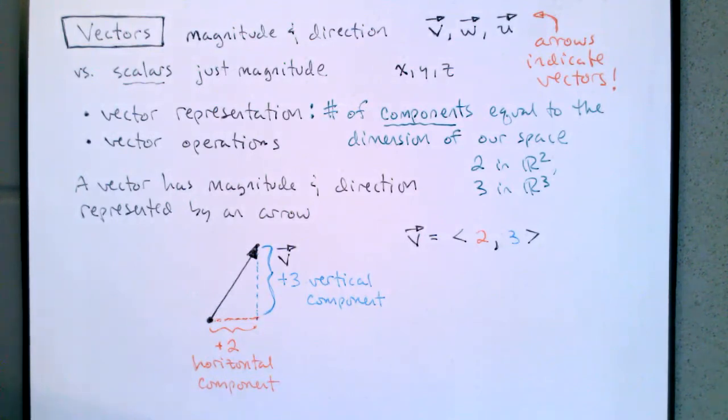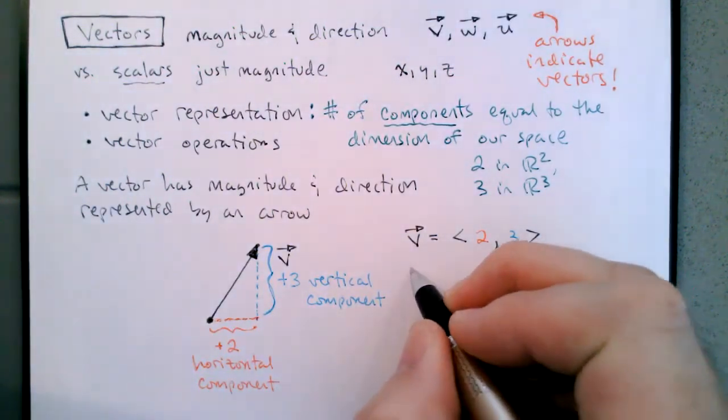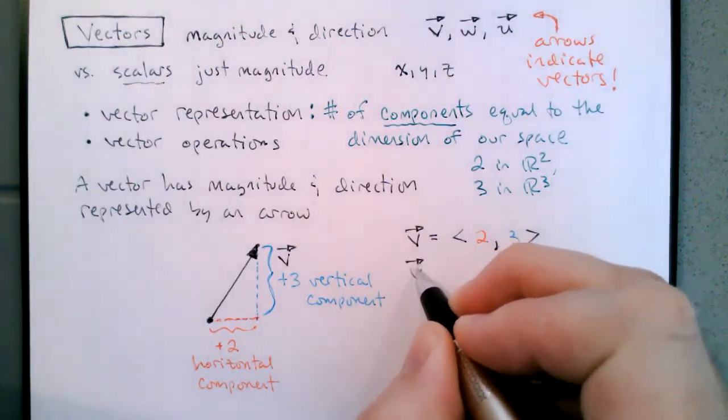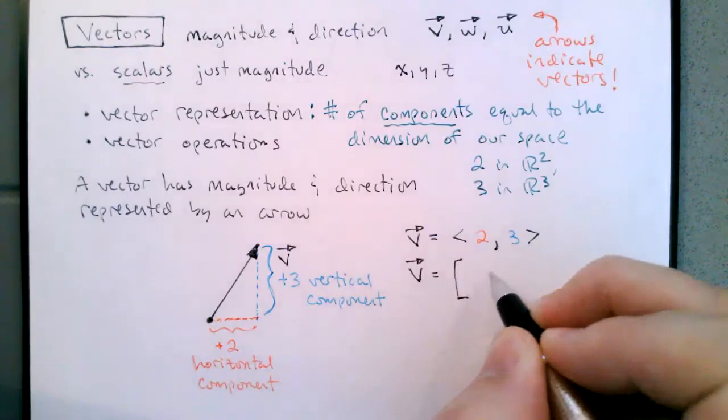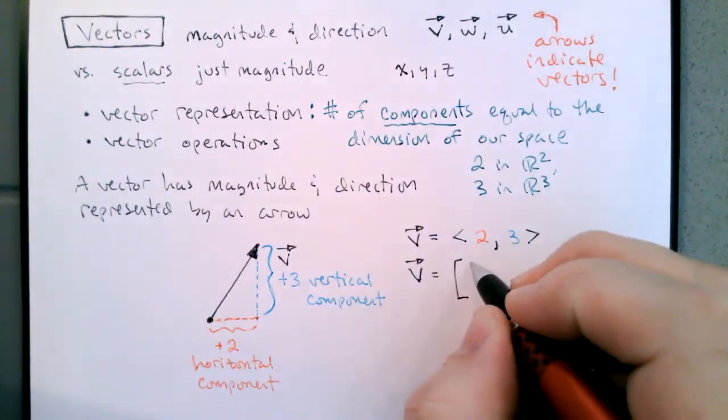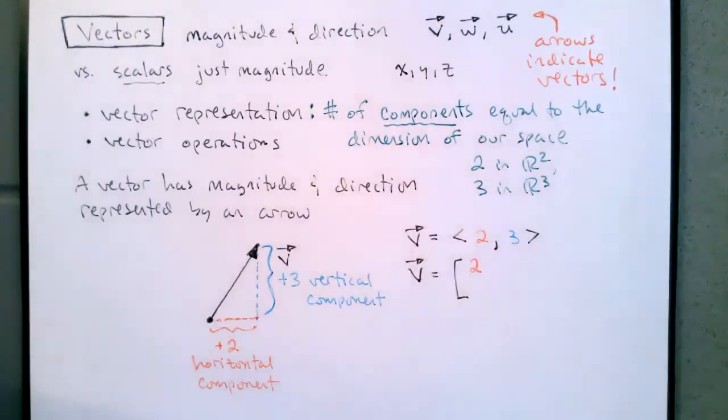Other ways that we can represent vectors, this is just different ways that we can record the 2 components that we need to describe this vector. We could also describe this in a vertical format, where I put the horizontal component first and we read from top to bottom.